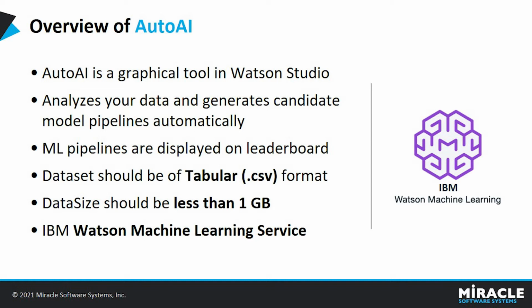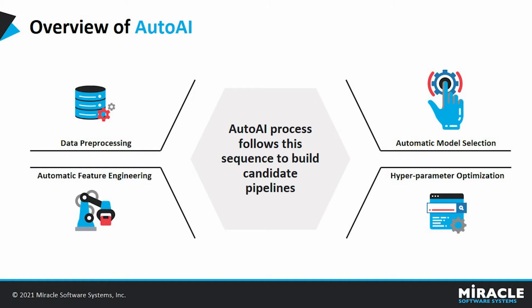Only datasets which are of tabular format are accepted by Auto AI. The size of the dataset should not be more than 1 GB. The service that you need for using Auto AI is the Watson Machine Learning service. So Auto AI follows a sequence of steps to build the candidate pipelines.